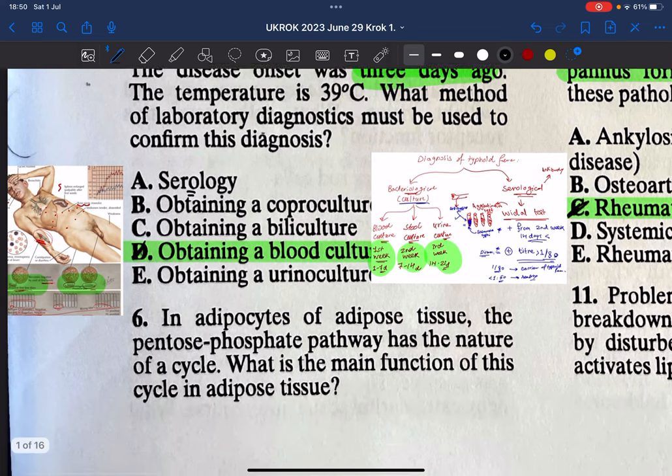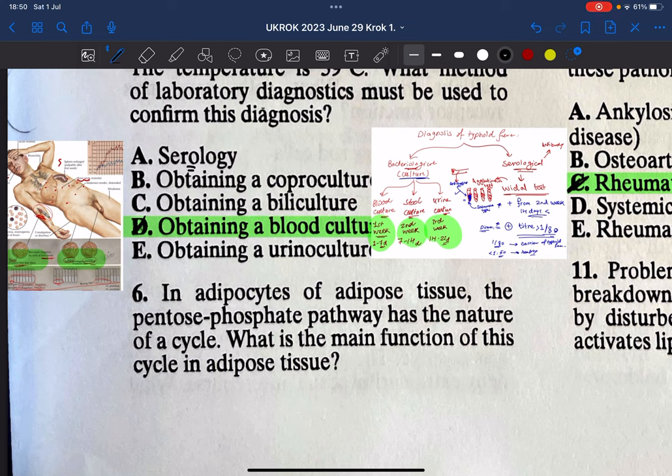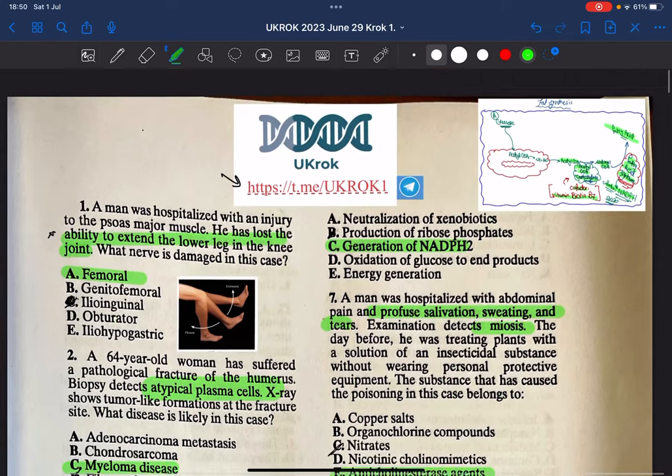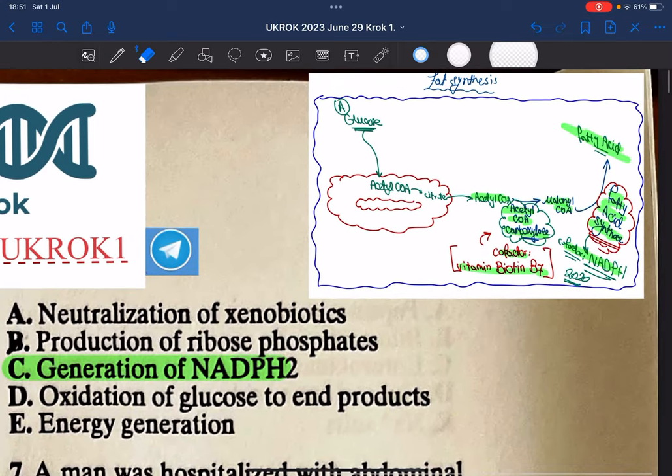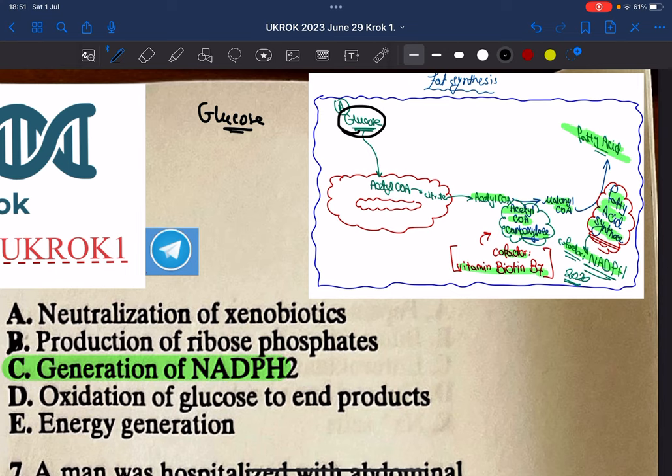In adipocytes of adipose tissue, the pentose phosphate pathway was mentioned as a cycle. What is the main function of this cycle in adipose tissue? The pentose phosphate pathway is a pathway that glucose can take. As you know, glucose can break down to pyruvate, acetyl-CoA, and make ATP, but it can also enter the pentose phosphate pathway to produce ribose 5-phosphate, and in the process NADPH will be produced. NADPH is important as an antioxidant, plus it helps in fat synthesis.